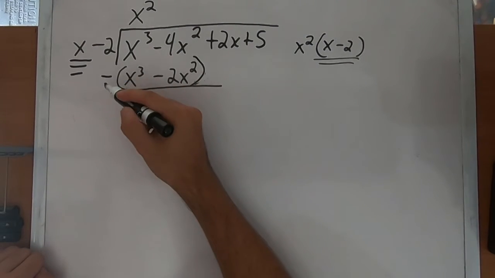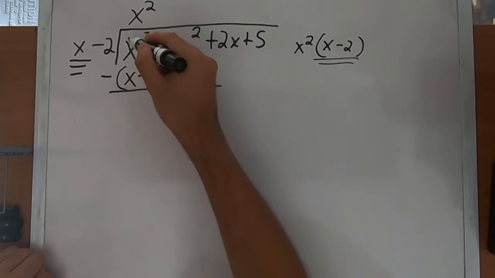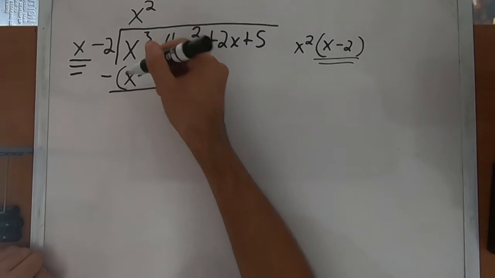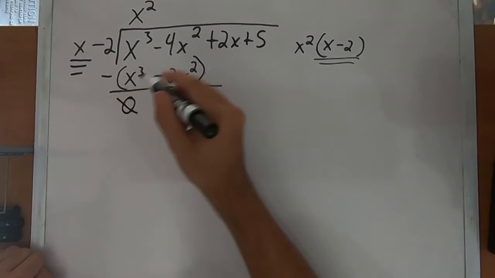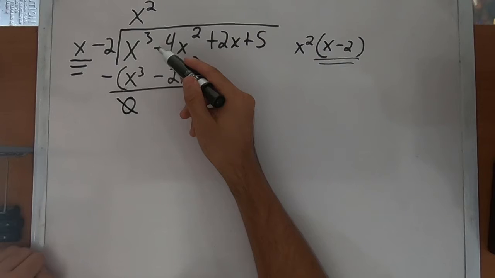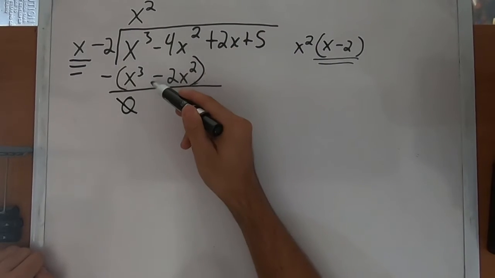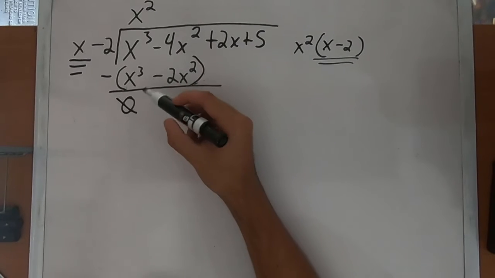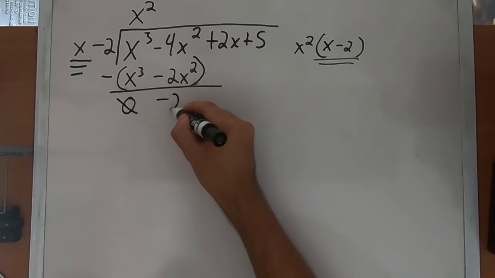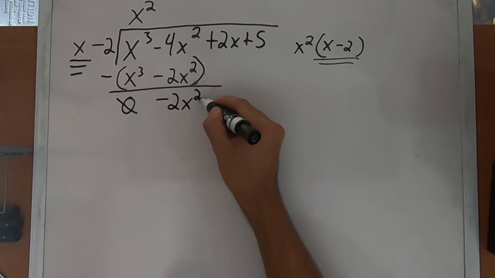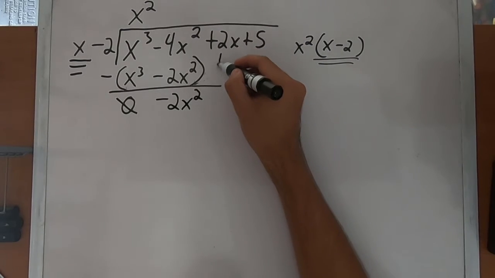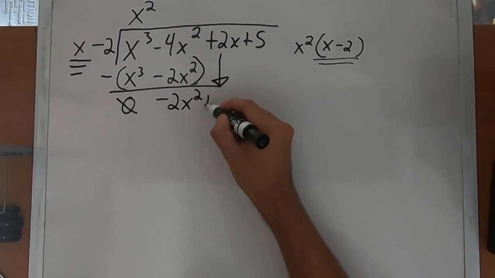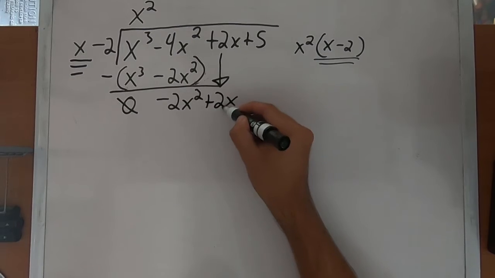So if you were to factor in this negative, you get x cubed minus x cubed, which is 0, negative 4x squared plus 2x squared. That gives you negative 2x squared. And just like with numbers, you'd want to bring this down, plus 2x.